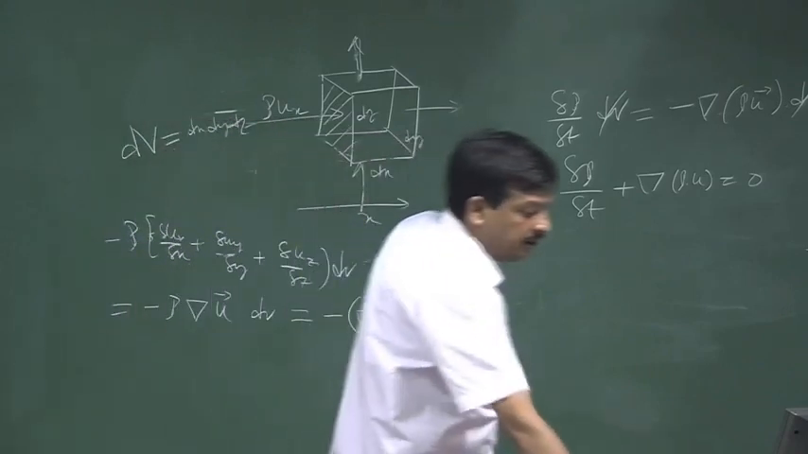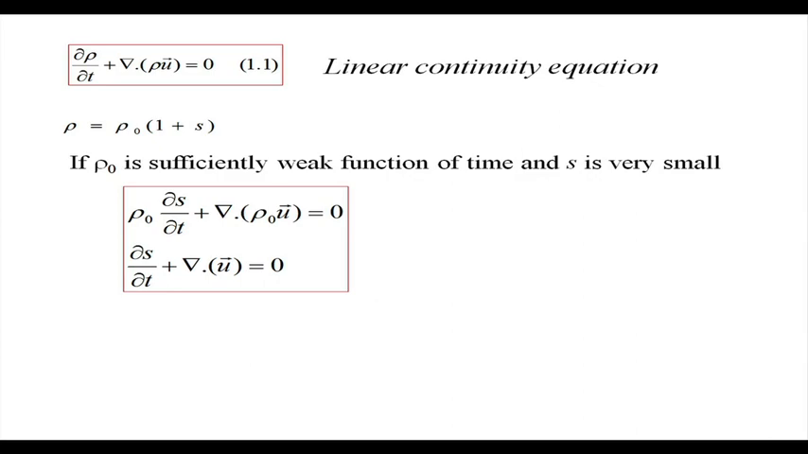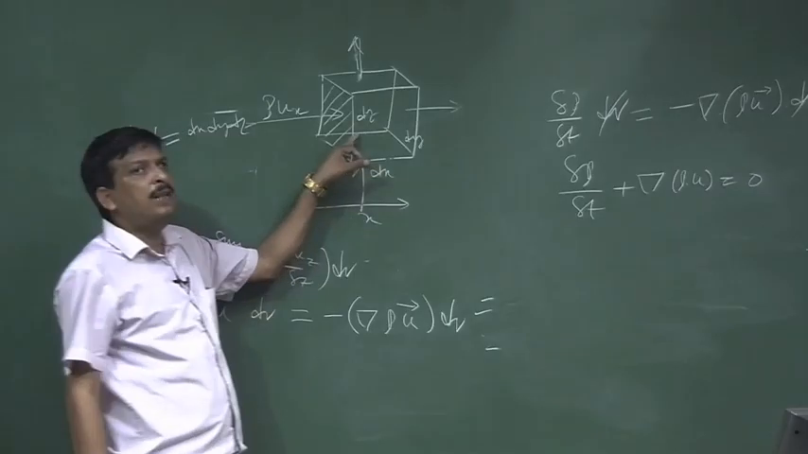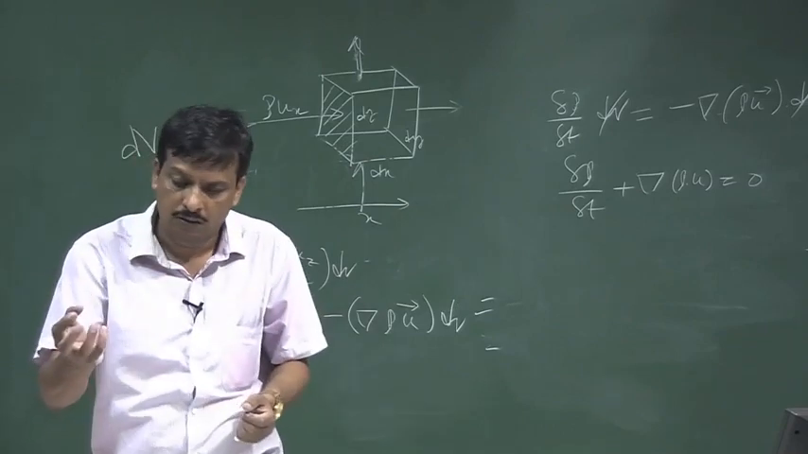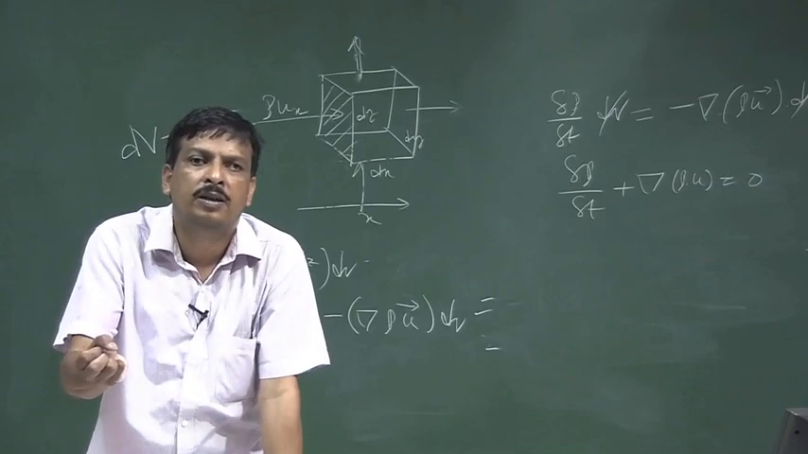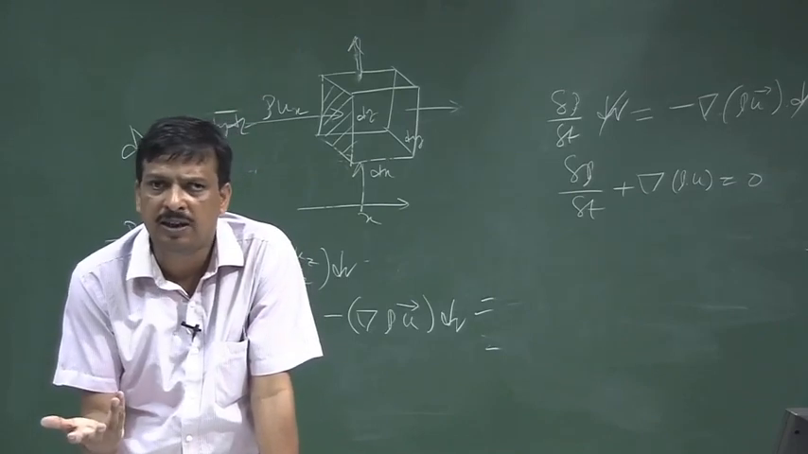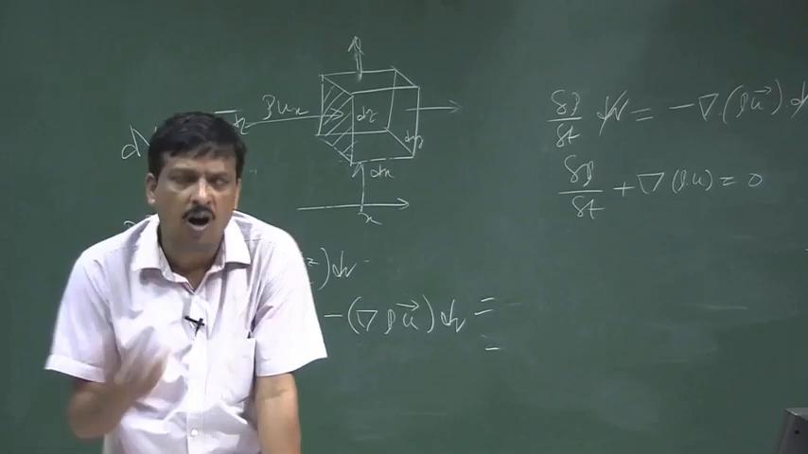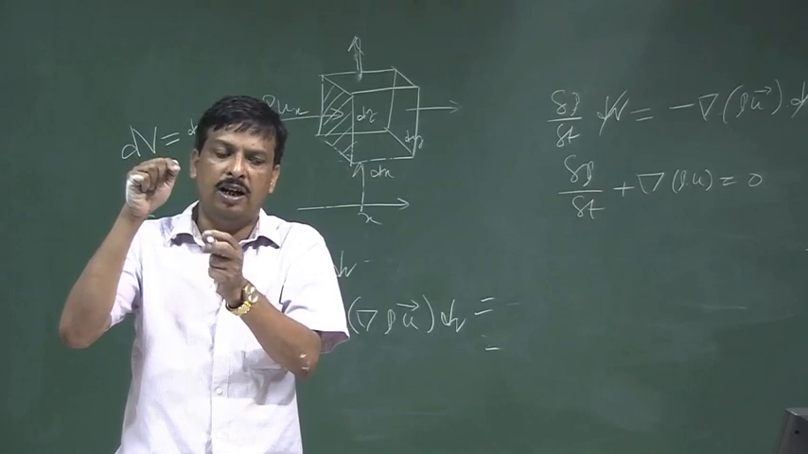Okay. In that case, what will happen? So, this is called the linear continuity equation. Think about a liquid ball: if you squeeze it, what will happen? The volume decreases, so the density increases, since the mass has to increase.